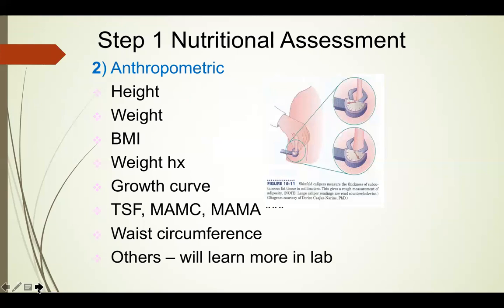If you have an infant or a child, what do they look like on the growth chart? Are they normal for age? What percentile are they in? And then some abbreviations here: tricep skin fold, mid-arm muscle circumference, mid-arm muscle area. These are measurements that we can do in the upper arm to estimate subcutaneous fat as well as to estimate muscle composition. Waist circumference, hopefully you remember that a higher waist to hip ratio puts people at risk for metabolic disease. And we'll talk about many, many more further on in the course.